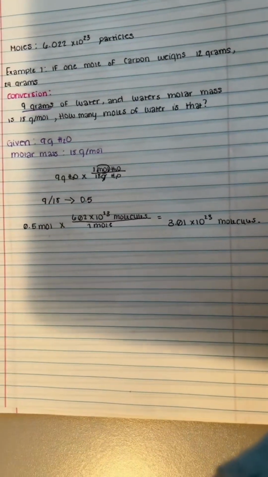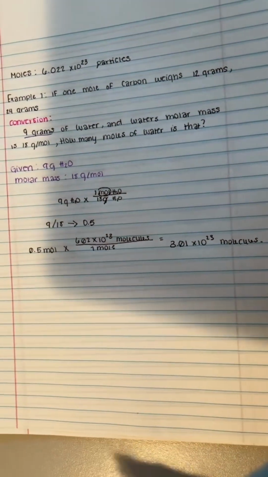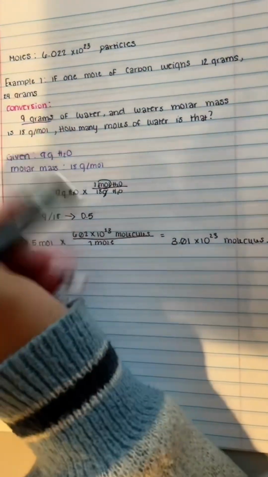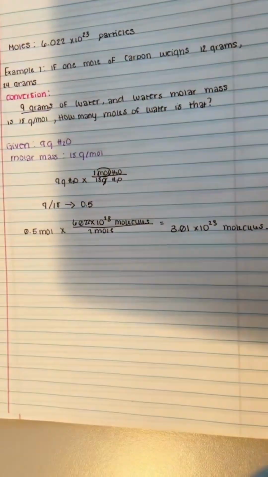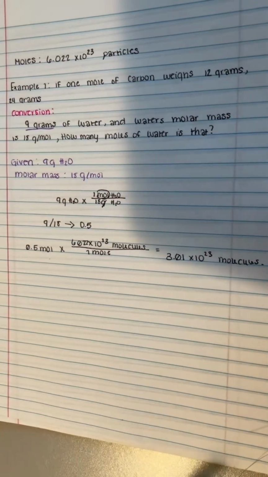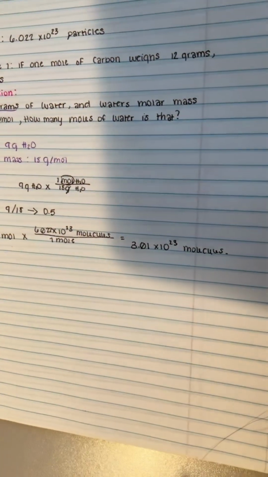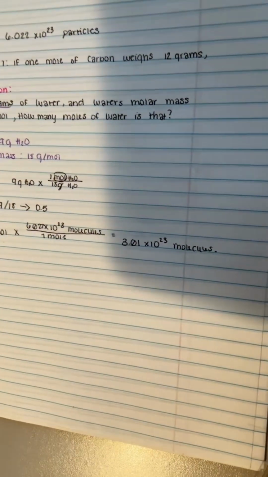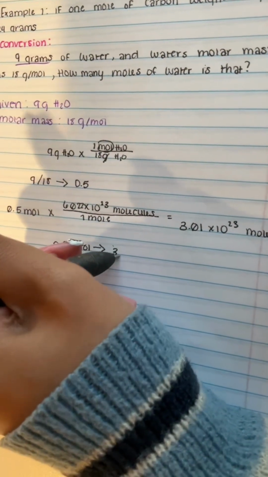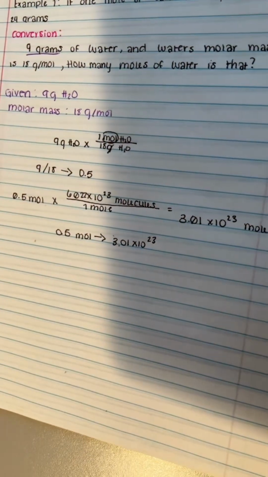Now we can take it one step further and convert moles to molecules using Avogadro's number, 6.022 times 10 to the 23rd molecules in 1 mole. Half of that is about 3.01 times 10 to the 23rd molecules of water. Therefore, 0.5 moles of water equals 3.01 times 10 to the 23rd molecules.